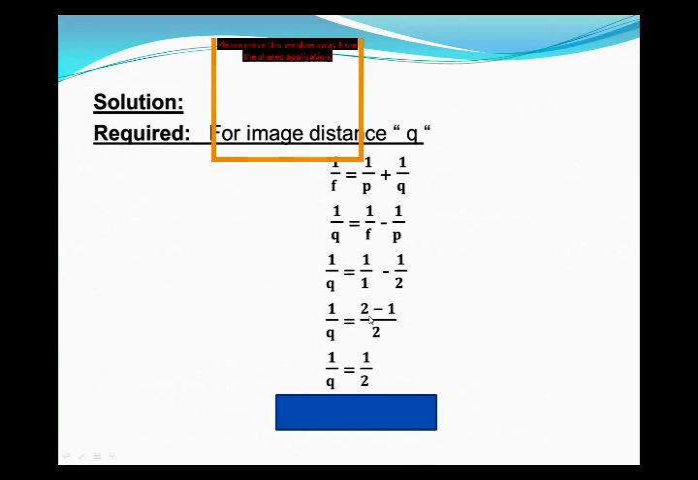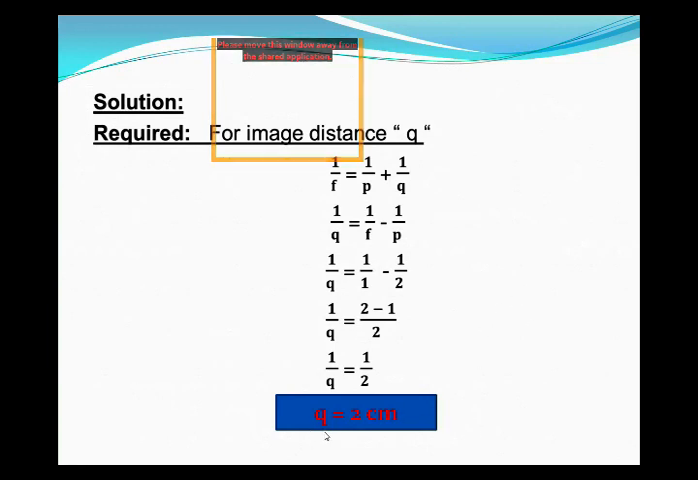So 2 ones are 2, we are getting 2. Then minus this 2, and this 2 is similar, so we will write the numerator as it is. After that, we will write 2 minus 1, that is equal to 1. After that, there are two conditions. You can cross multiply it, with 2 ones are 2 and q ones are q. Also you can take the reciprocal of both fractions. In both cases you are getting q is equal to 2 centimeter.